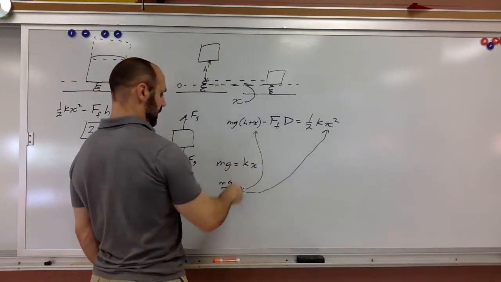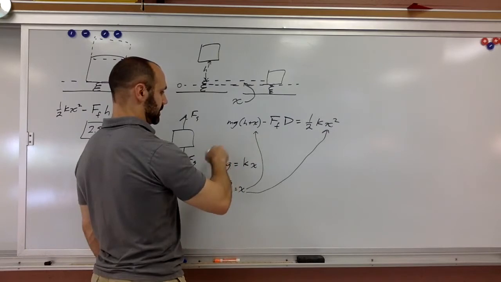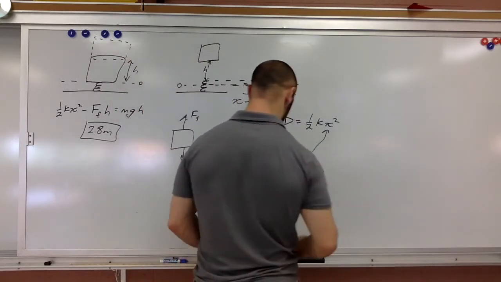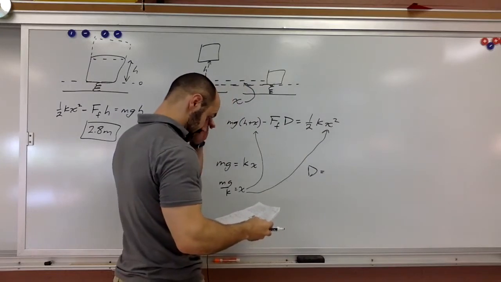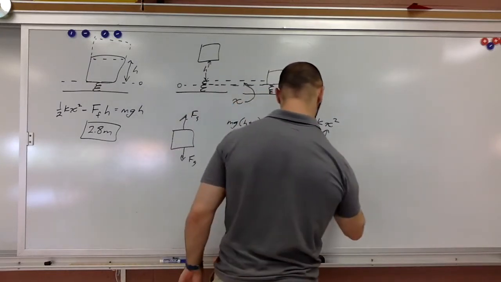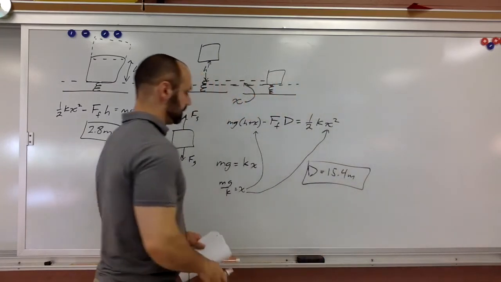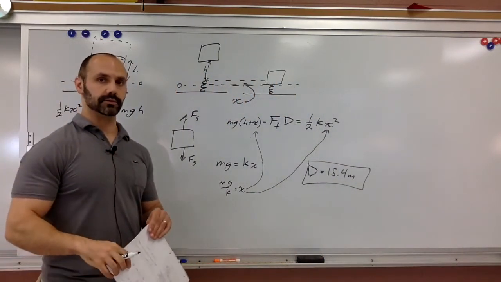So I know h, I know x now from this. I can plug that in, mg, k, f, all that stuff. Plug the numbers in, do the algebra, the arithmetic, and you should end up with 15.4 meters. Okay. And that is how you use GAPC.